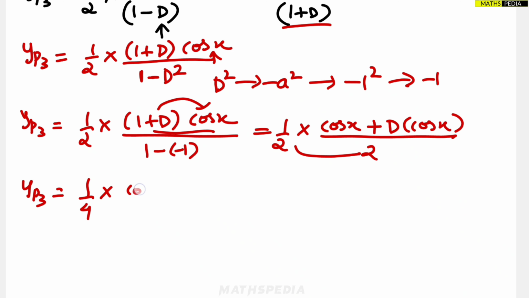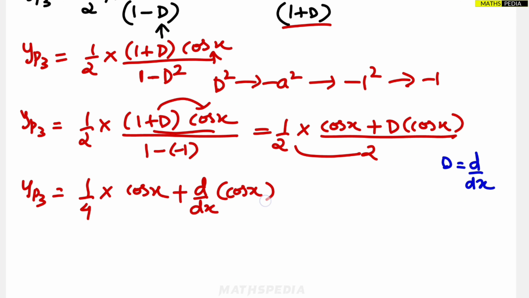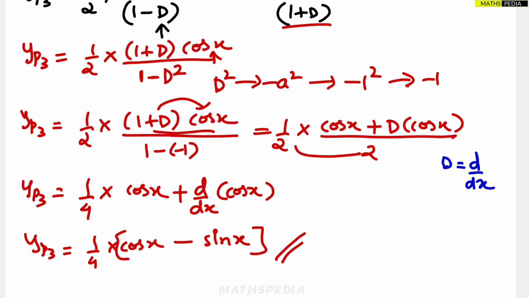into cos x plus, what about d here? Again d, some problem is there? No, there is no problem, because d can be substituted as what, d is nothing but d by dx. So you can substitute that thing. So what will it become? So d by dx of cos x. What is the differentiation of cos x? It is nothing but minus sin x. So yp3 will become 1 by 4 into cos x minus sin x. So this is the answer for yp3.